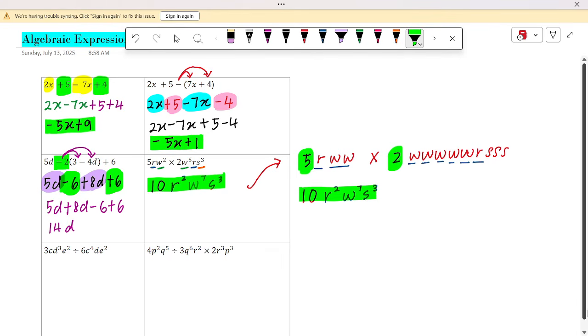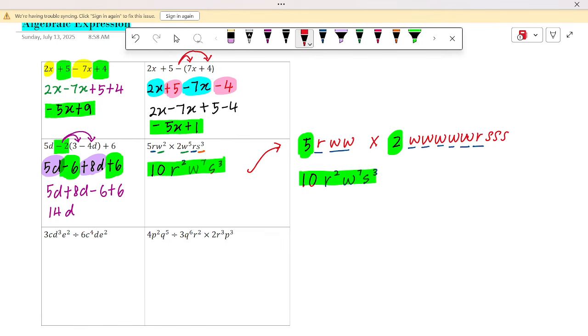Okay, let's see the next one, which is the division. For division, always write over. 3d3 over 6c4d divided by e squared. Okay, so write over first. Let's solve the numbers. 3 over 6 will give you 1 over 2.